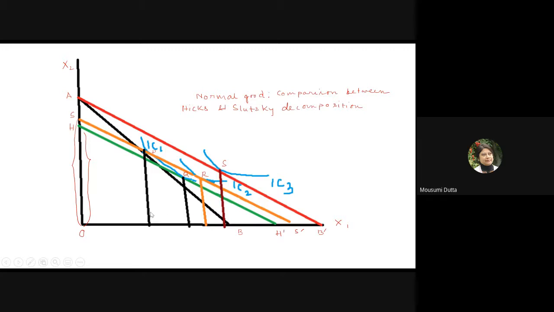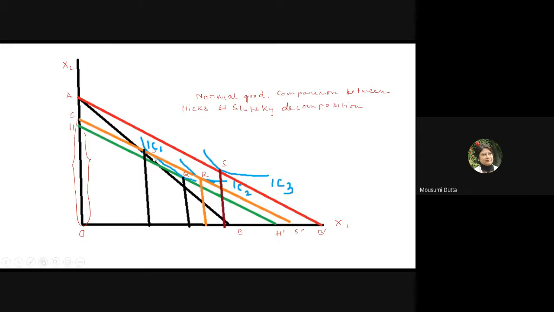With Hicks, the consumer will move from P to Q, and thereby consumption of X1 will increase from this initial level to this level. However, with Slutsky, consumption will increase up to this level. Slutsky substitution effect is more pronounced than Hicks substitution effect in case of a normal good.